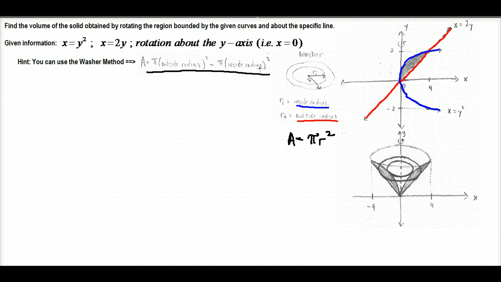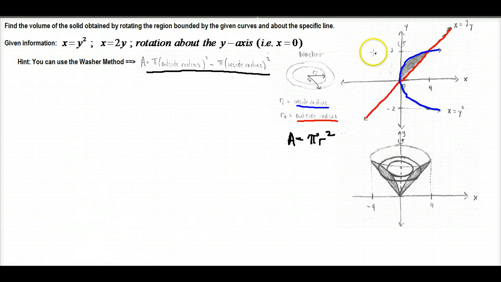So we have pi times (outside radius minus inside radius) squared. Writing it another way would be pi times outside radius squared minus pi times inside radius squared. And that's the approach that we're going to take here.